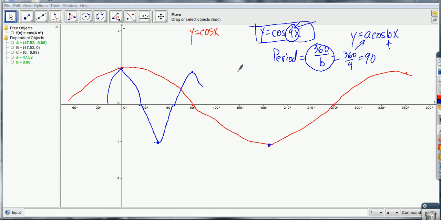So that tells you, okay, your graph is going to do this. It's going to go 1, 2, 3, 4 times within that one normal period, which is 360 degrees. Did that make any sense? Let's see what it looks like. I'll keep this up here just to see how terrible my rendition of this is.